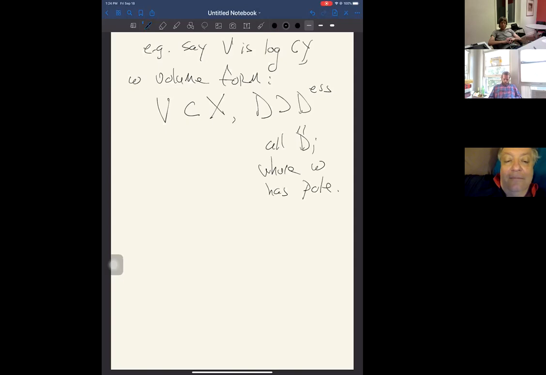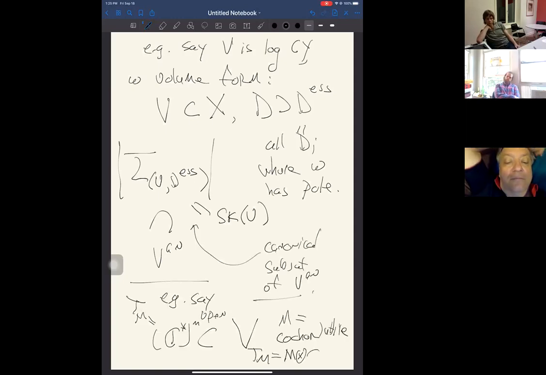And then in this case, if I take the fan corresponding to V and these essential divisors, that lives in V analytic, and this is canonical. This is what's called the skeleton of V. It does not depend on the compactification.